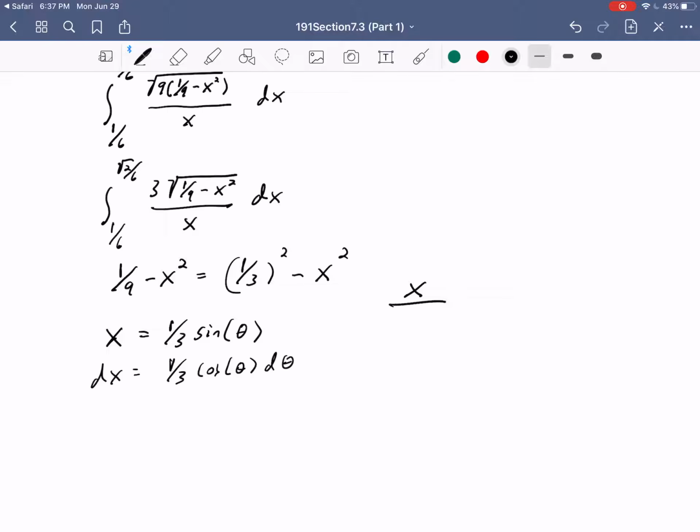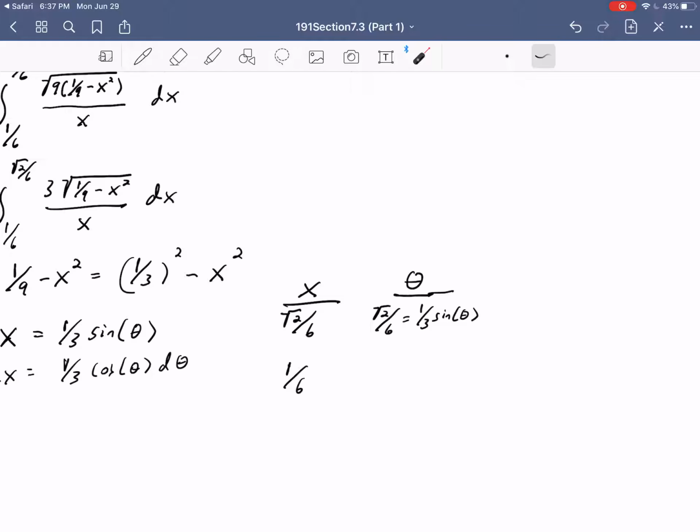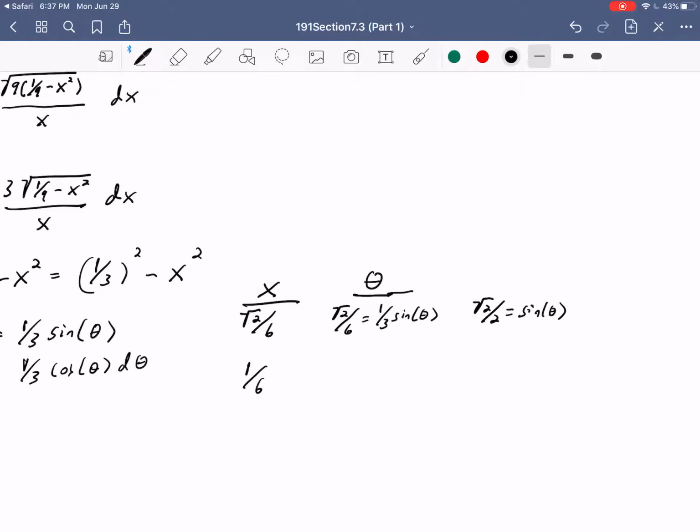The original x bounds were root 2 over 6 and 1/6. So we can try to think of the theta bounds. How would we do that? Well, we'd have to solve this. So square root of 2 over 6 is supposed to be 1/3 sine theta. If you actually start to solve that, you can multiply the 3 over, and you get root 2 over 2 is sine theta. And when is sine of theta equal to root 2 over 2? We know that theta is actually pi over 4.